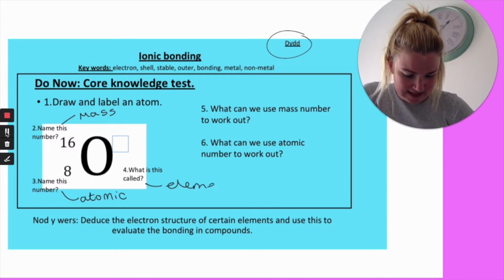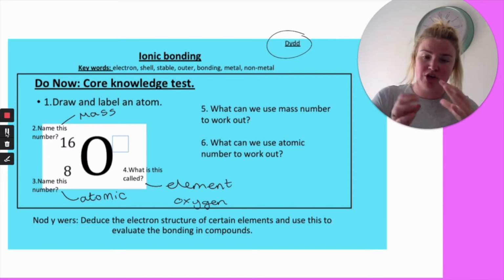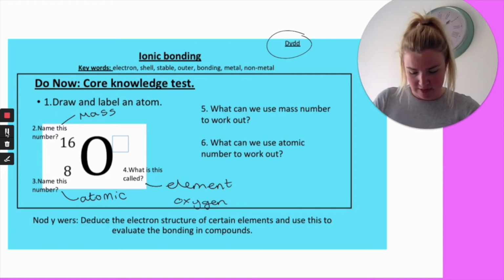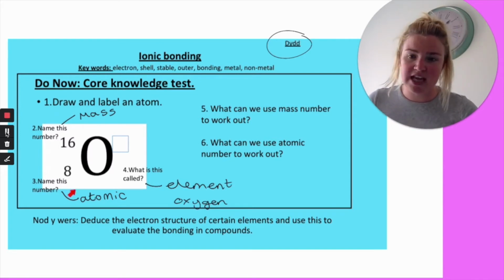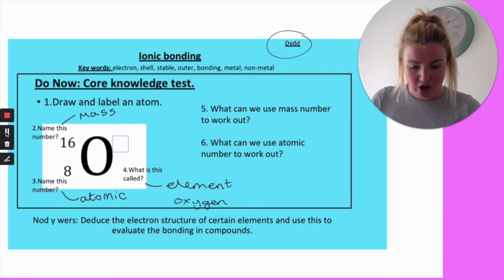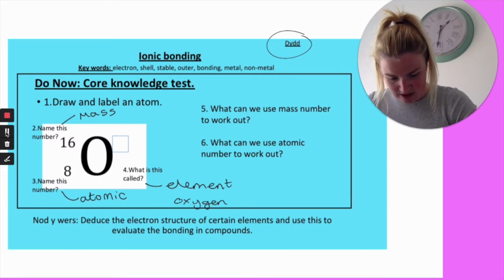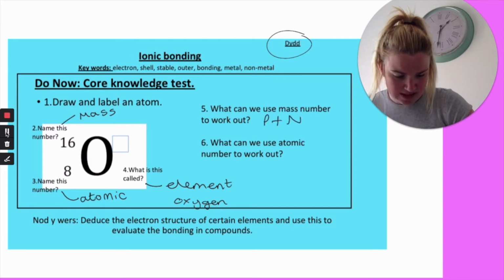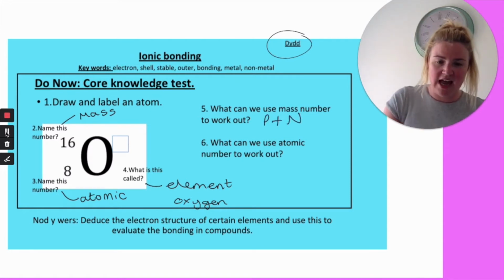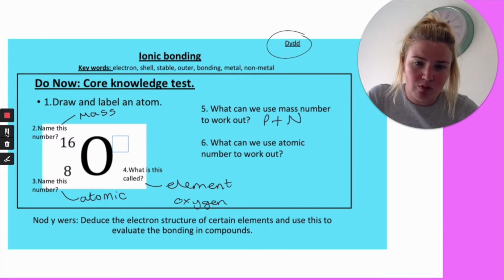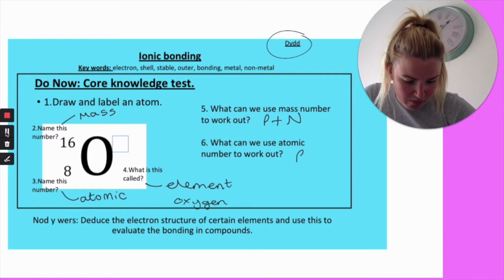I understand if some of you had written oxygen, because that's what it stands for, but I just want you to think, because that's what you get on your periodic table. I just wanted you to think about all the different parts, okay? What can we use the mass number to work out? Well, the mass number tells us the number of protons and neutrons added together. I've just written P and N. What can you use the atomic number to work out? Well, you can use that to work out the number of protons, which is always equal to the number of electrons.